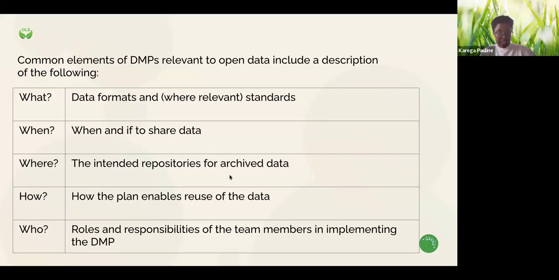If I can link that to the who: if you're allowed to share this data, who needs to allow or give permission for you to be able to do this? You're going to have to think about the roles of the people interacting with your data sets, and how the plan enables the reuse of the data. Can it be reusable? Are you allowed to make it reusable? And then the intended repositories for putting in your data, whether they're temporary or long-term, or both. Do you have long-term and short-term storage for your data?